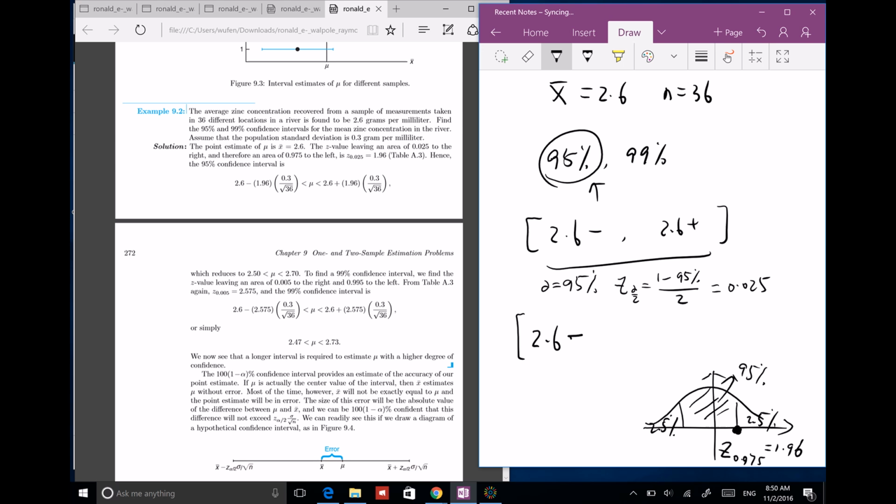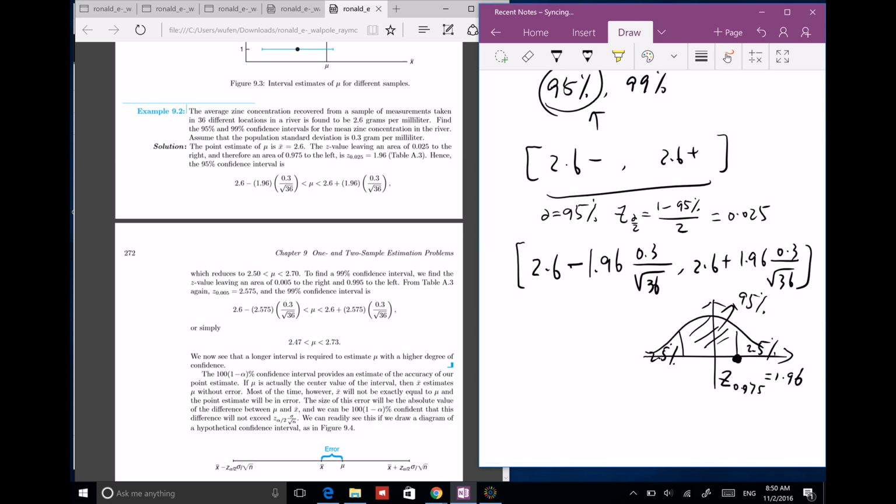Alright, so you plug into here. 1.96 times sigma, which is given as 0.3, over the square root of n, which is 36. Then 2.6 plus 1.96 times 0.3 over the square root of 36, and then you find the interval. The key part, I think, is to find the z-score. So basically just plug it in.